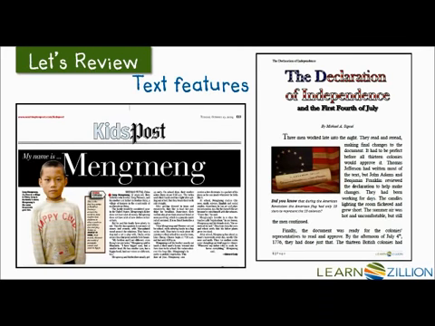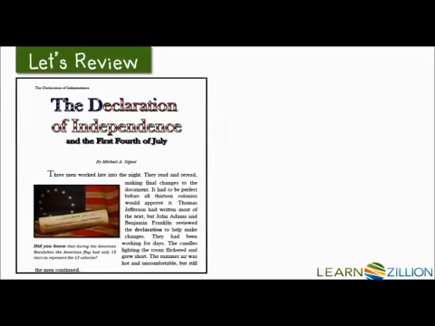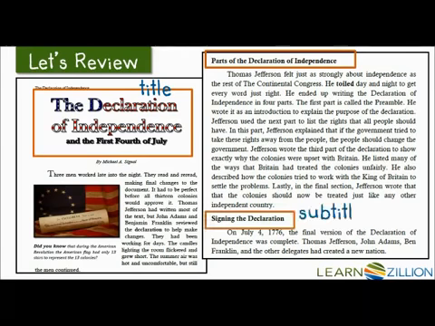Examples of text features include photos and captions and information boxes. In a previous lesson, we learned how to prepare for reading by focusing on the title and subtitles, which are also important nonfiction text features that can help us gather information about a text.